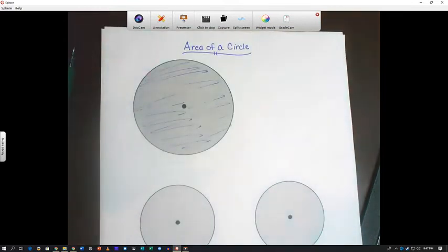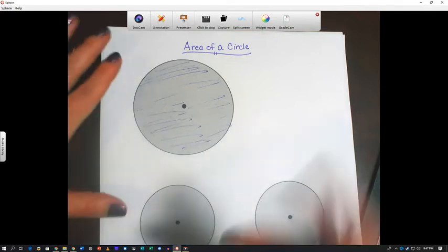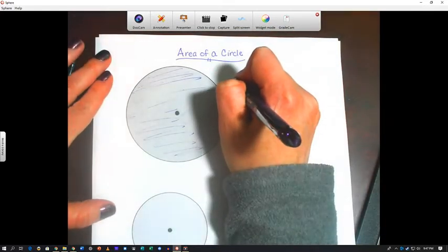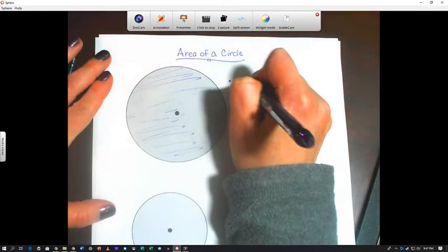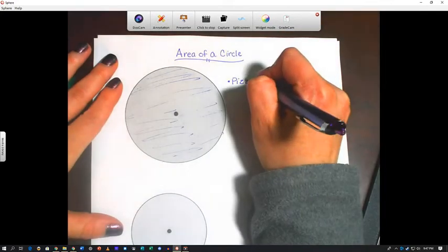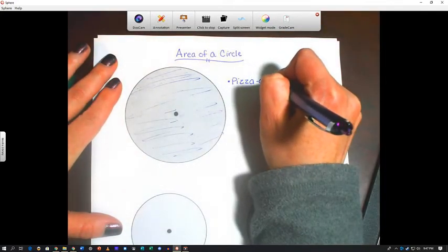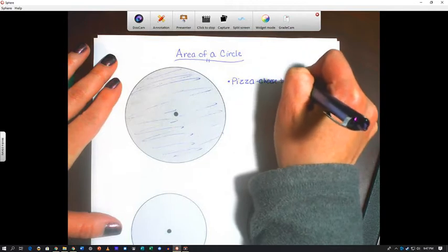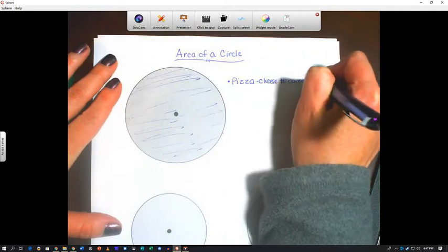So when I think about area, just some real world applications. Something that you could think of might be pizza. If you think about the top of the pizza and how much cheese you're going to need to cover your pizza, that would be the area. So the cheese to cover the top of the pizza.